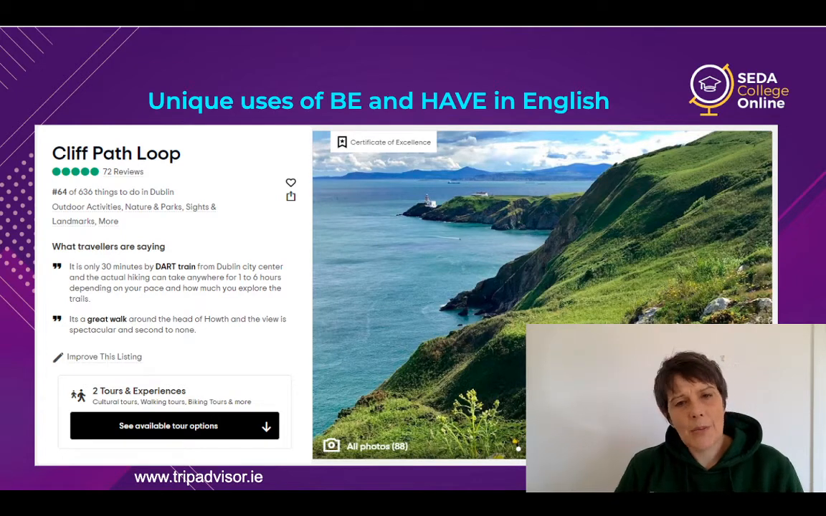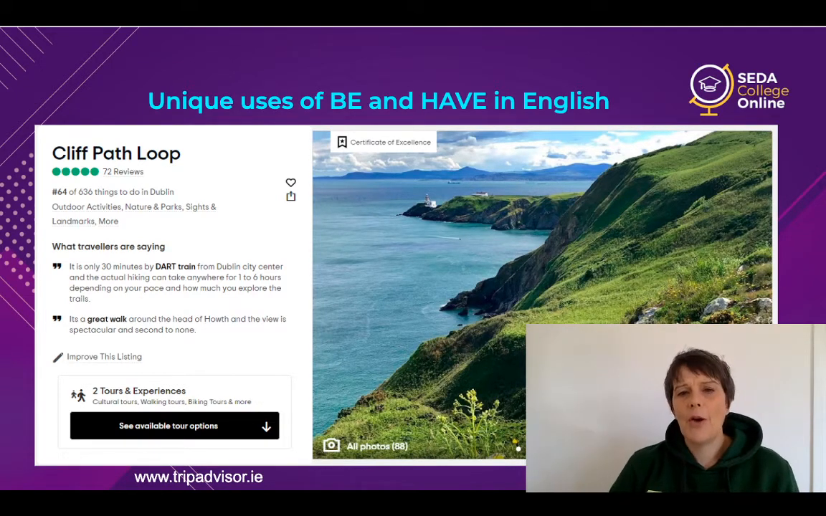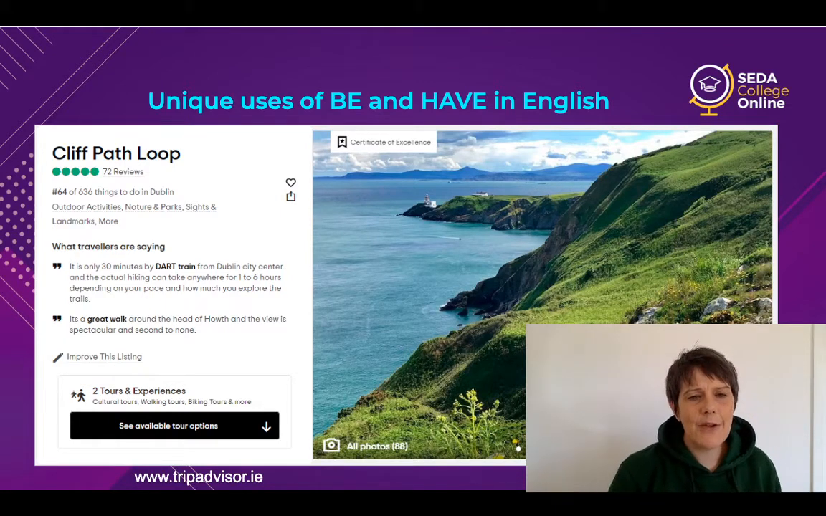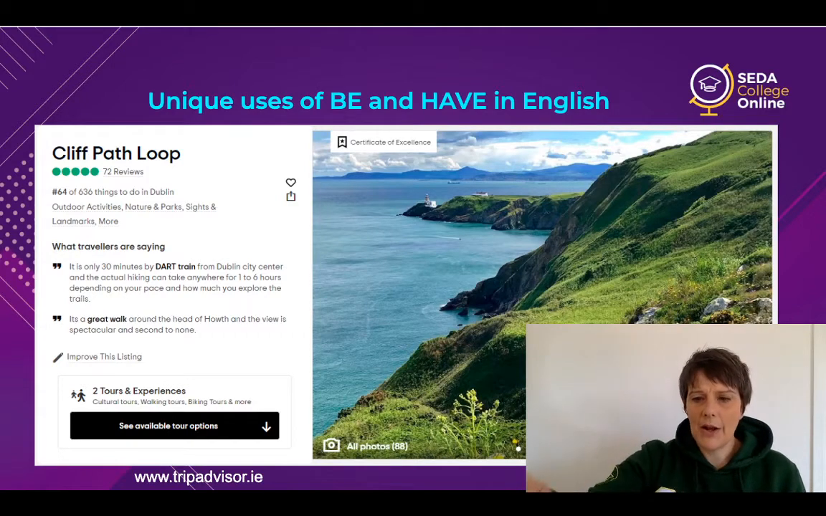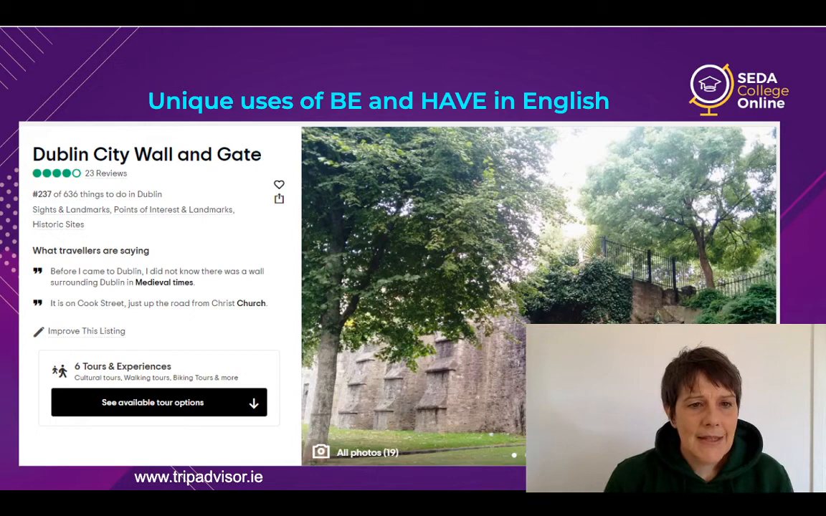So we don't talk about Howth having a view. We talk about the view from Howth being great, because Howth is not a person. So Howth doesn't own something. One of the definitive things about Howth is the view. The view is spectacular.